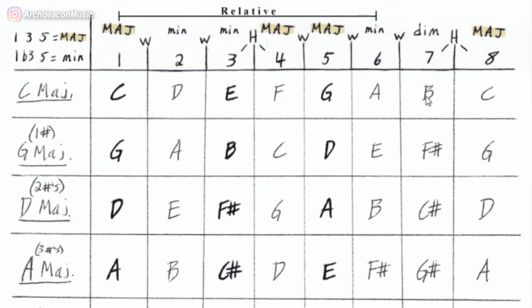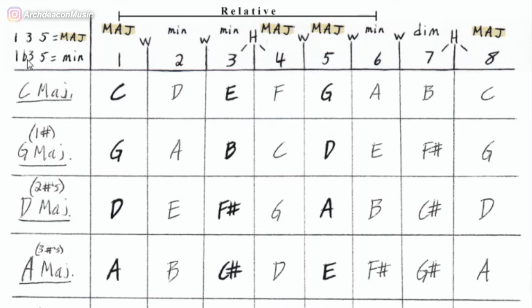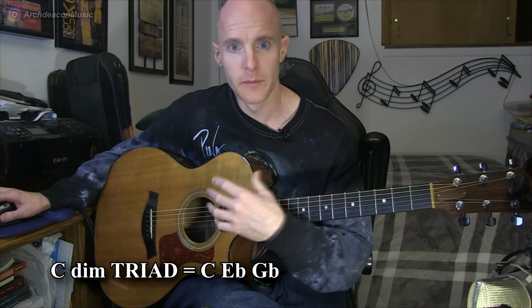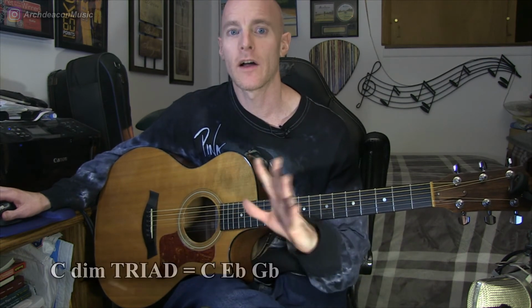Now, what is a diminished? Don't really worry about diminished too much. I'm going to go over it very, very briefly. A diminished triad is basically a minor chord, and then you flat the 5 as well. So a diminished triad is a 1, flat 3, and a flat 5. We can go into the full diminished and half diminished as well another time.